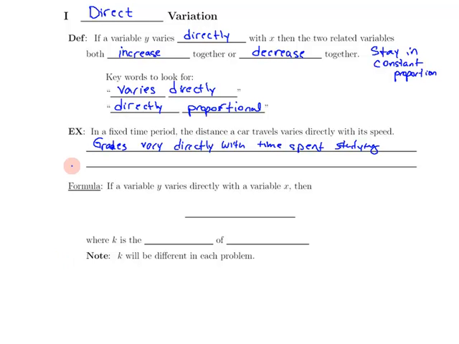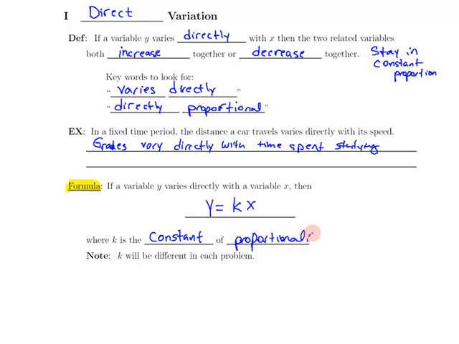Now, more importantly, how are we going to solve different word problems that have these? We need to be able to identify the formula that the variation problem has. For direct variation, the formula always looks like this. It's going to be y is equal to k times x, where k is what's called the constant of proportionality.